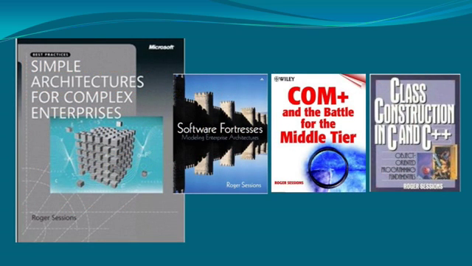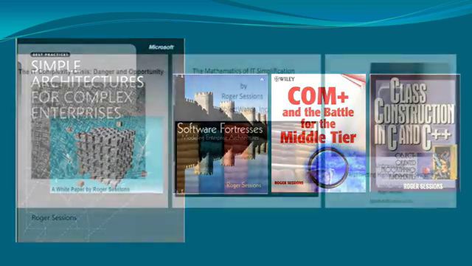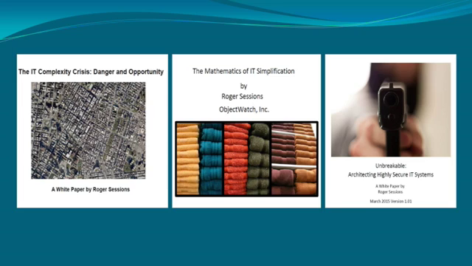I've written numerous books on the subject of IT architectures. My most recent is Simple Architectures for Complex Enterprises, published by Microsoft Press. I've also written many white papers on the topic of IT simplification. My white paper, The IT Complexity Crisis, was the first white paper to present the problems that IT complexity causes. My white paper on the mathematics of IT simplification was the first white paper that showed how mathematics could be applied to the problem of IT complexity. And my recent Unbreakable paper discusses the relationship between IT complexity and the security problems that we're seeing plaguing our industry.